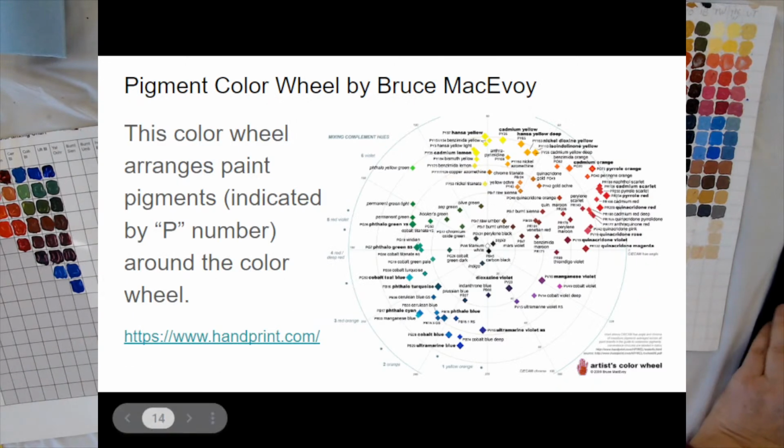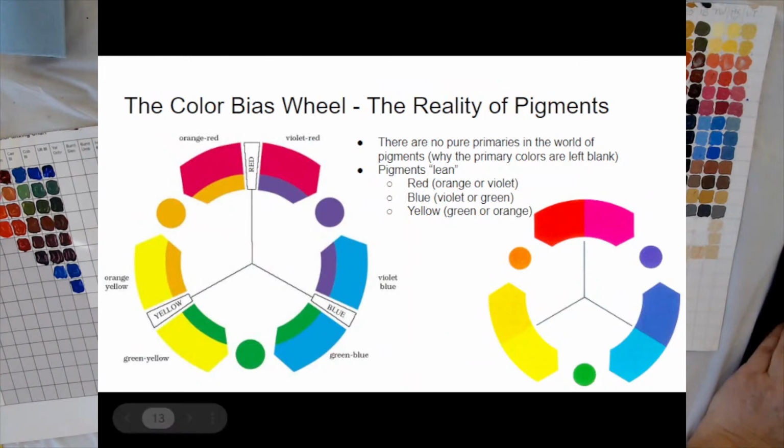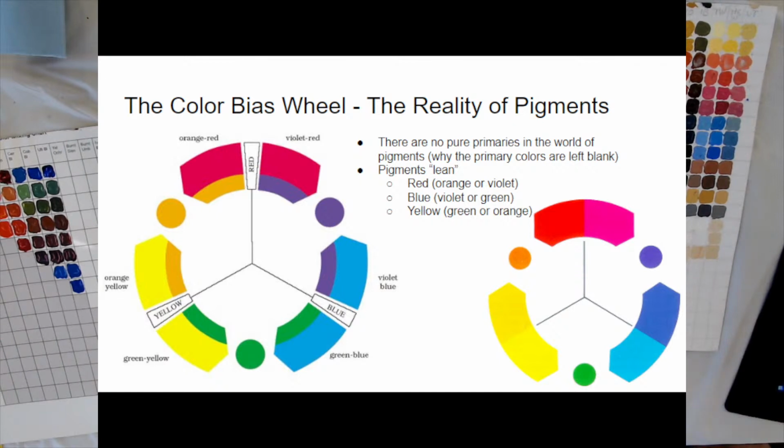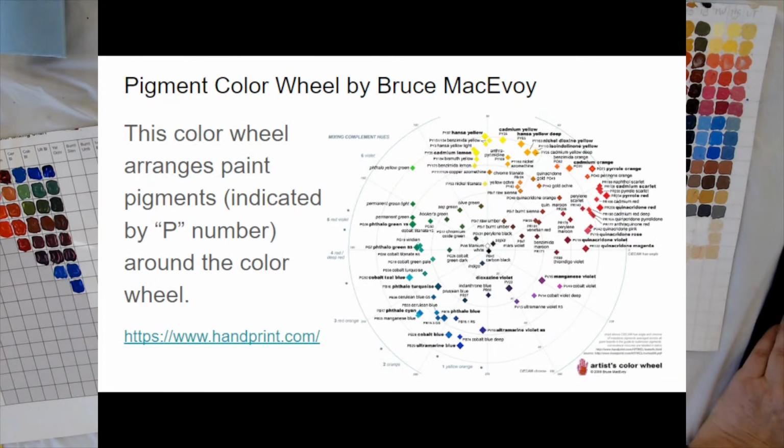Oh, and if I go back really quick, I just wanted to remind you that the author of the color bias wheel is Michael Wilcox, and he wrote a great book called Blue and Yellow Don't Make Green, which is where I found a lot of great technical information and inspiration on color mixing. I recently found this other color wheel. It's a pigment color wheel by Bruce McAvoy. This color wheel arranges paint pigments, indicated by the P number, around the color wheel. We talked about the P numbers that were on the tubes of our paint.